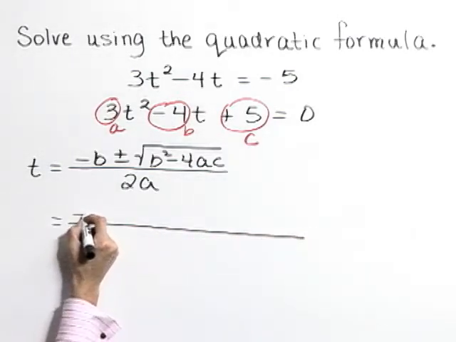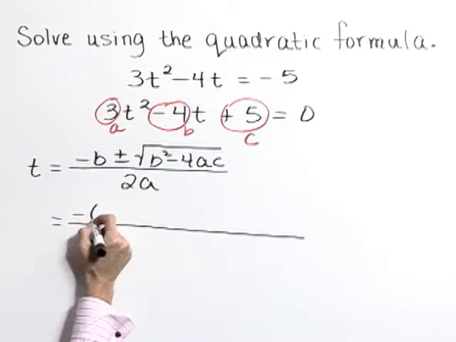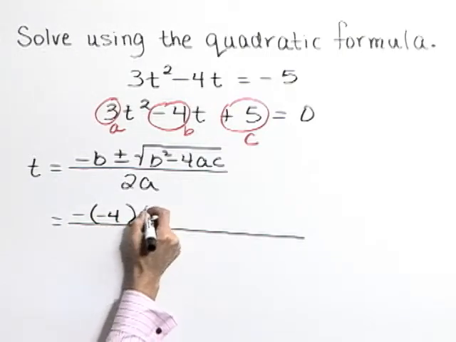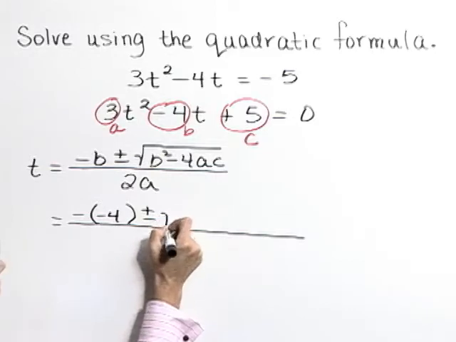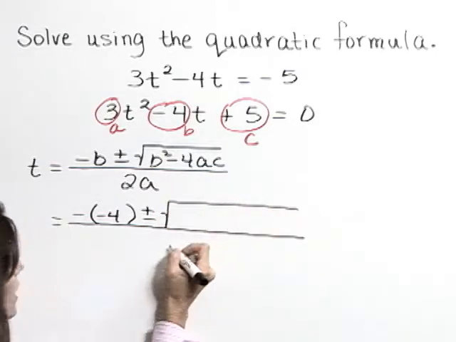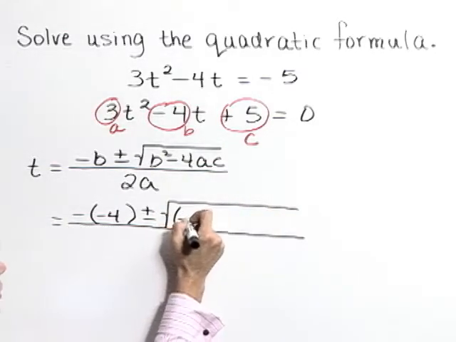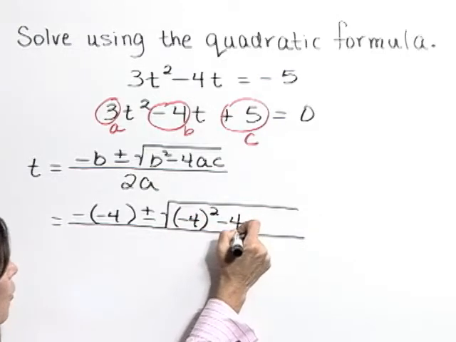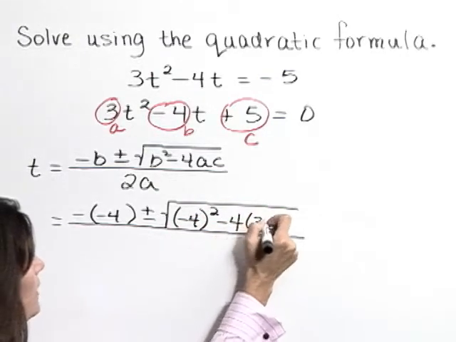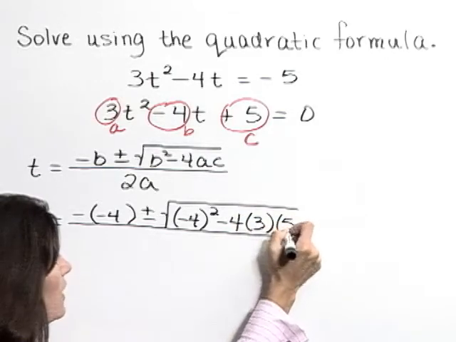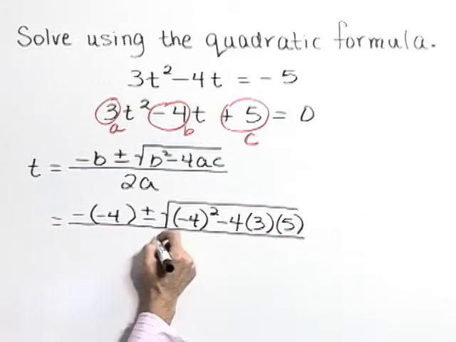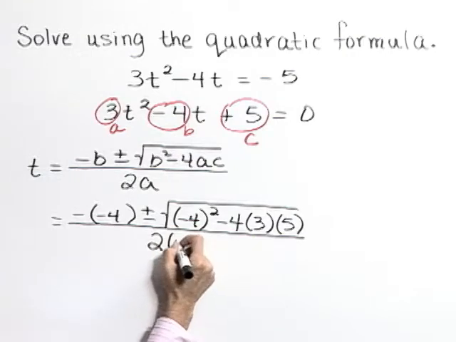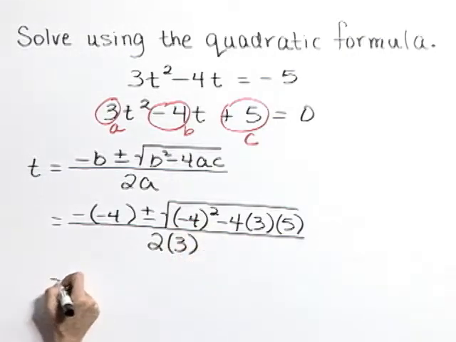to get the opposite of b, or the opposite of negative 4, plus or minus the square root of b squared, which is negative 4 squared, minus 4 times a, which is 3, times c, which is 5, all over 2 times a, or 2 times 3.